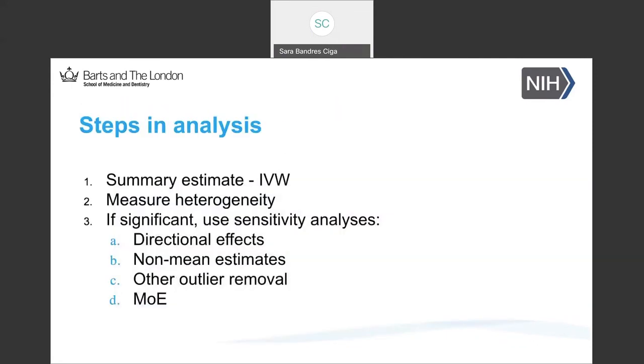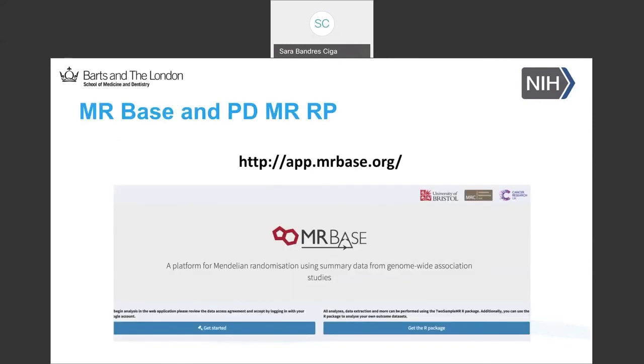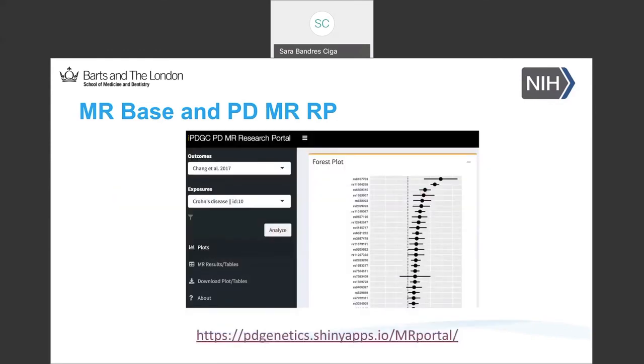Come on down, sir. And then just to give a plug, a lot of these analyses you can do yourself in MR-Base, which is a huge platform run by the Bristol group, where they've created a whole load of GWAS data for exposures and outcomes. You can run your own MR analysis, either within the MR-Base web app, or directly in the R terminal with the TwoSampleMR package. And then Sarah and Jeff and others in this room produced this PD MR research portal for people who want to run Mendelian randomization analysis using PD data.